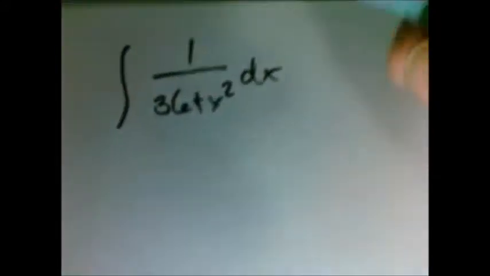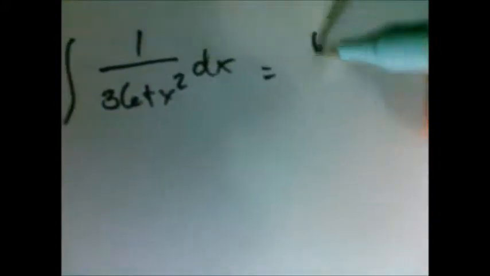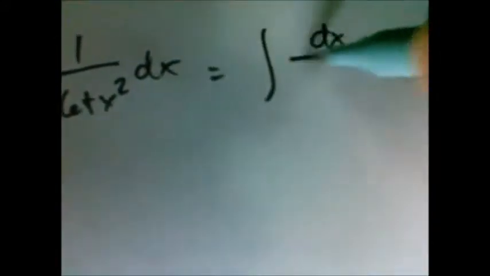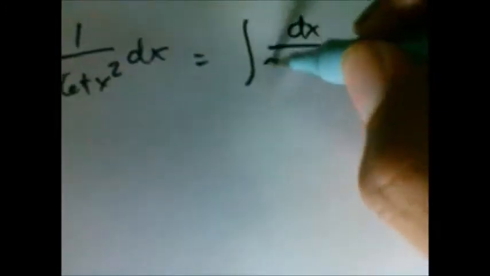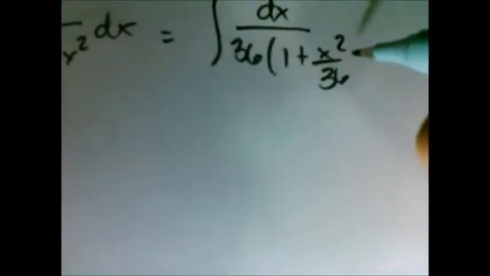So we'll move on to our second example, namely the antiderivative of 1 over 36 plus x squared dx. So I'll equate it as the integral of dx over 36 and 1 plus x squared over 36 in order to factor it out.